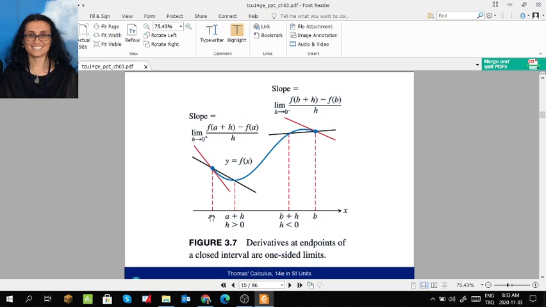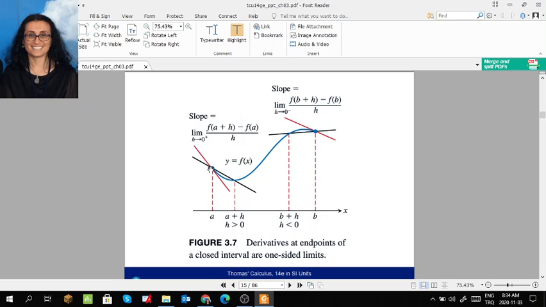So for example, if you're interested in, let's say the function is defined on the interval a to b, and it's not defined outside of ab. And the blue graph is our graph, y is equal to f of x. The black graphs are the secant lines, and the red graphs are the tangent lines. The red graphs are the tangent lines at point A, and this red line is the tangent line to the curve at the point B.